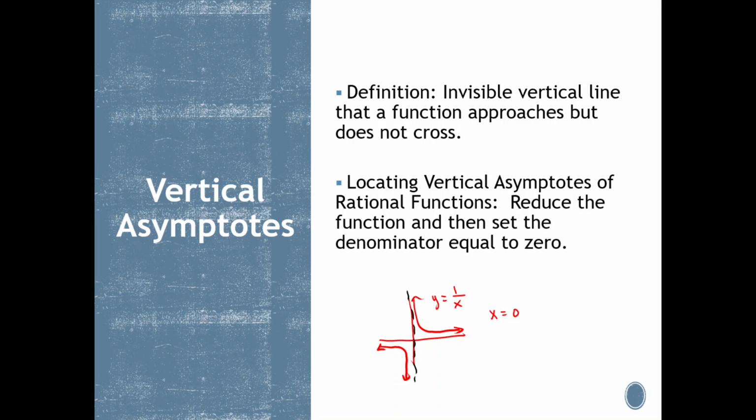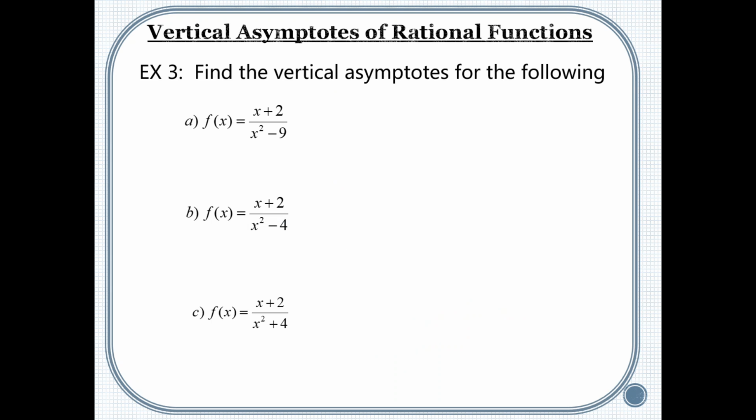So to locate them, we're going to reduce the fraction first, because rational functions all are fractions. We're going to reduce it first and then set the denominator equal to 0. Okay, so to do these first ones, again, we're going to take the denominator and factor.